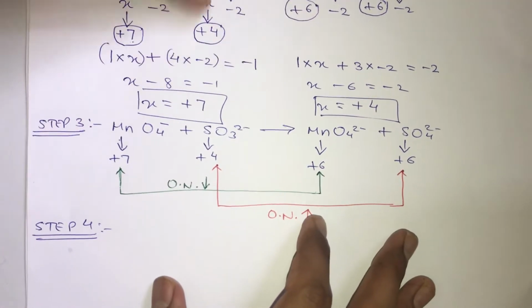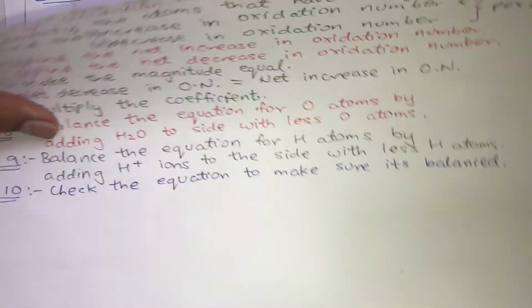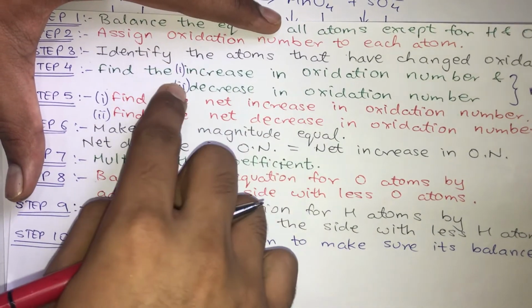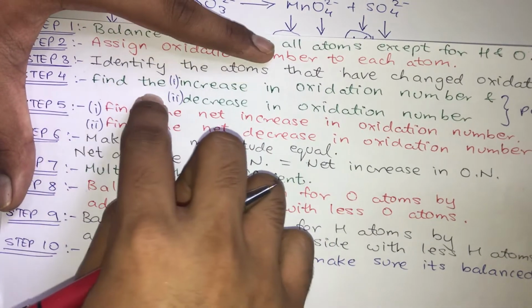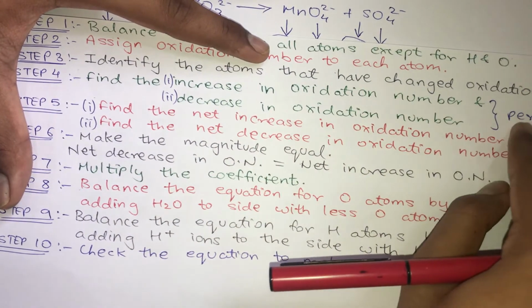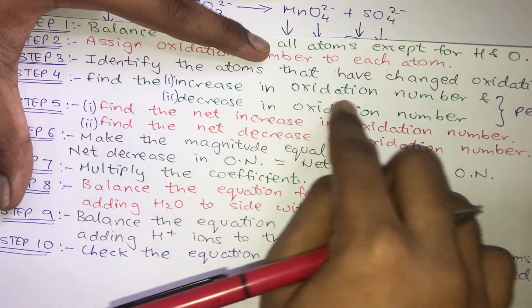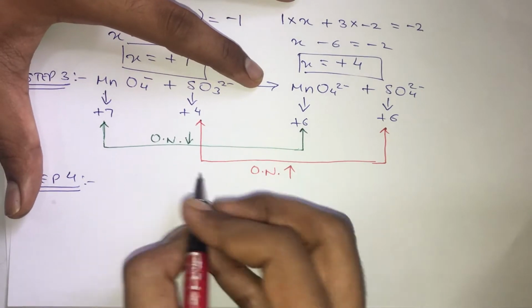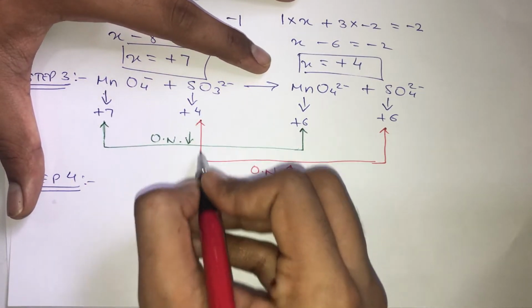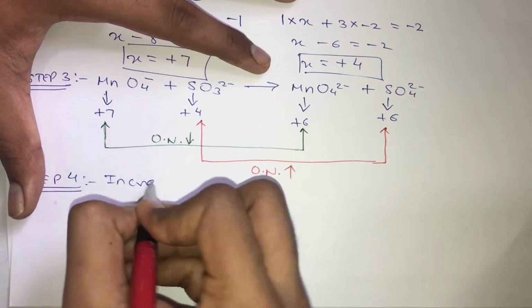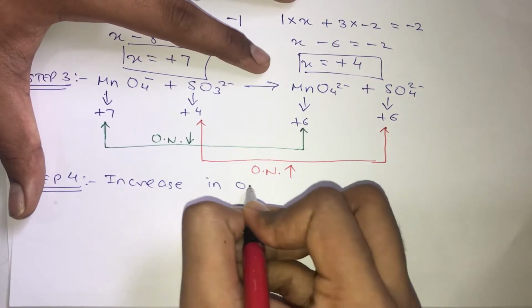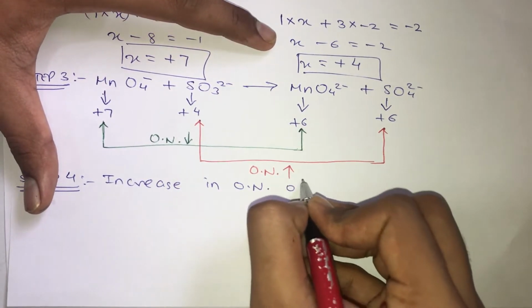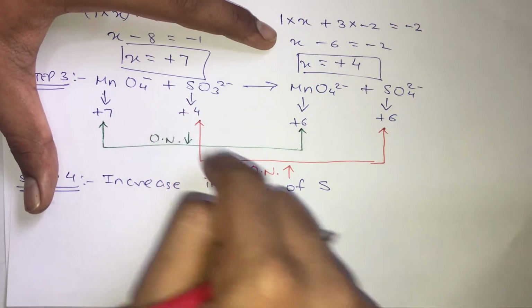So let's see what our step 4 has to tell us. Inside this step 4, as you can see over here, there are two steps that we need to follow. Find the increase in oxidation number per atom. So let us first find out how much is the increase in oxidation number. I am writing this in short form as ON. The increase in oxidation number of sulfur is from +4 to +6.